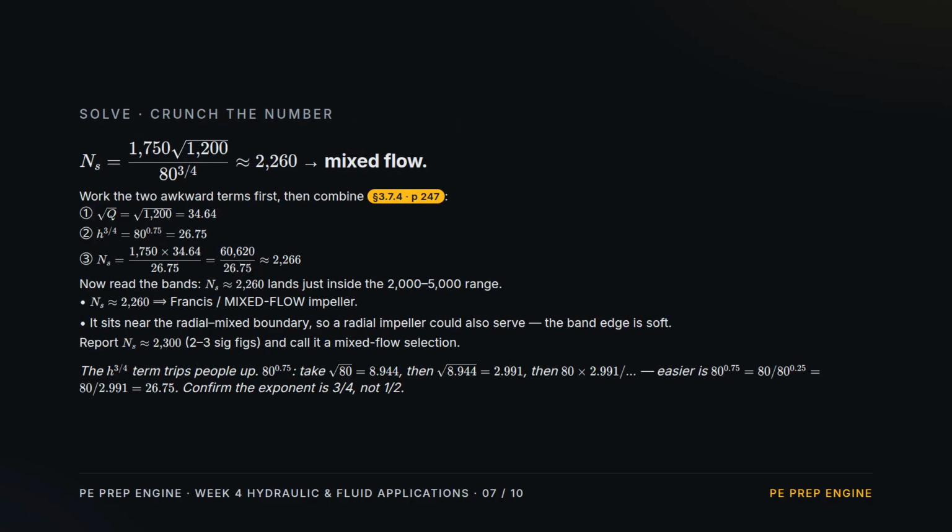Crunch it. The square root of 1200 is about 34.6. 80 to the 3/4 power is about 26.75. Combine and the specific speed is about 2,260. Just inside the 2,000 to 5,000 band, so a Francis mixed flow impeller. It sits near the radial-mixed boundary, so a radial could also serve. The edge is soft. Report about 2,300. One caution: the head term is to the 3/4 power, not the 1/2.